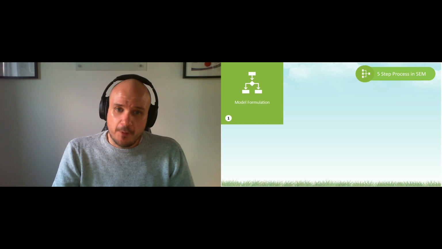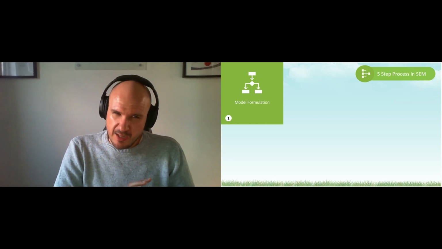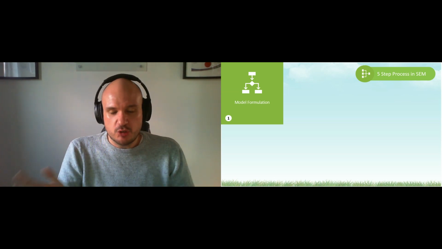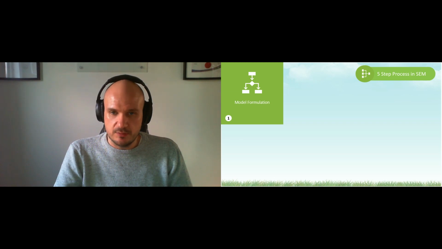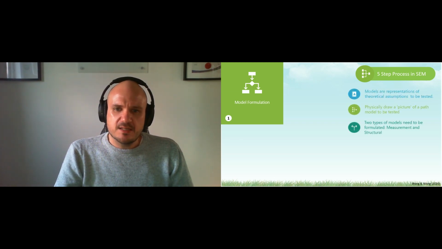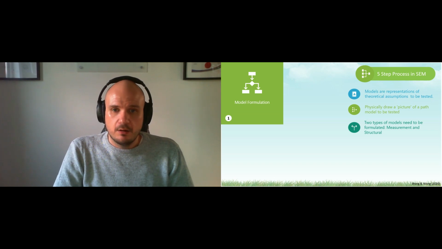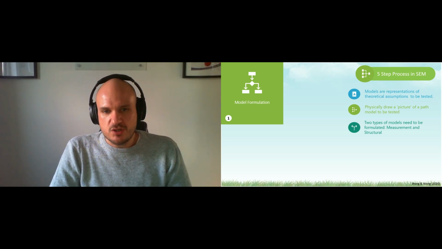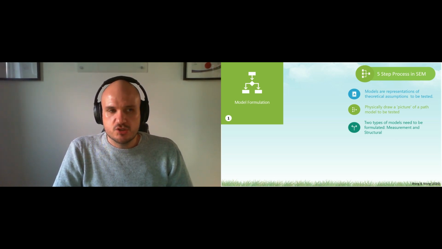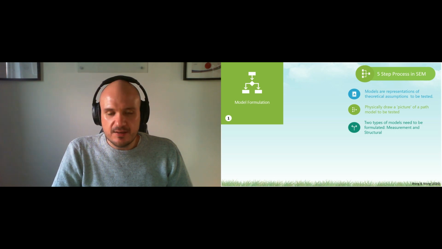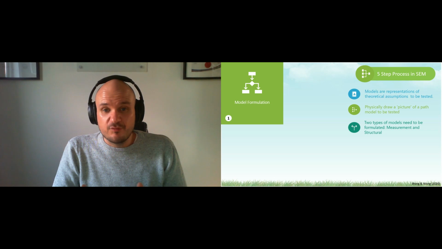Now, there are basically 2 parts, and I'll explain in a minute. We have measurement models, which is basically the relation between the different factors, and we've got structural models, which gives it directionality. So those are the 2 fundamental models that we can test. Now, as I mentioned in the previous slide, models that we are going to test are representations of theoretical assumptions that we have derived from the literature. So the theory tells us a certain thing, and we want to test whether or not this thing works in reality.